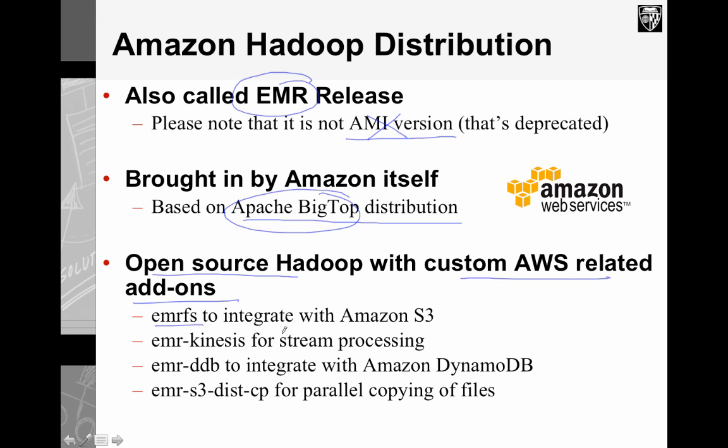For example, EMR-FS to integrate with Amazon S3, EMR Kinesis library for stream processing, EMR DDB, which is the EMR DynamoDB to integrate with Amazon DynamoDB, and EMR S3 distcp for parallel copying of files from S3. If you have a lot of data in S3 and if you want to bring it into the cluster, they actually have a distributed copy mechanism available which uses EMR-FS as the file system interface. So they have provided a bunch of libraries and tools for you to integrate with the various AWS services.